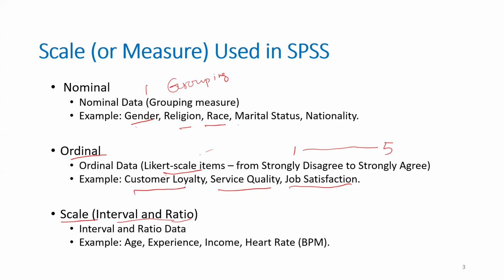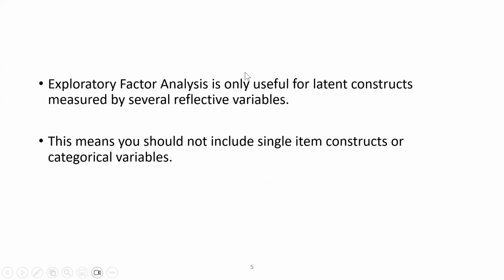But we can do this kind of measurement using the ratio scale. Suppose somebody's weight is 40 kg and another person's weight is 80 kg. We can very well tell that the 40 kg person is half as heavy as the 80 kg person, or the 80 kg person is twice as heavy as the 40 kg person. That kind of measurement is done using the ratio scale. Okay, that's a little bit about the scales. Now we'll go to exploratory factor analysis.